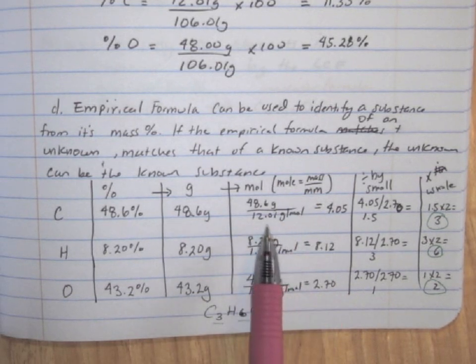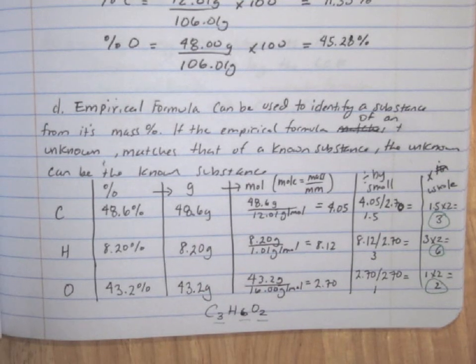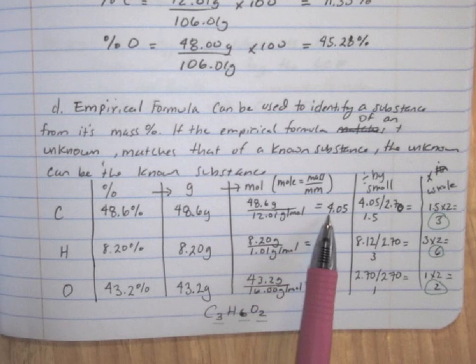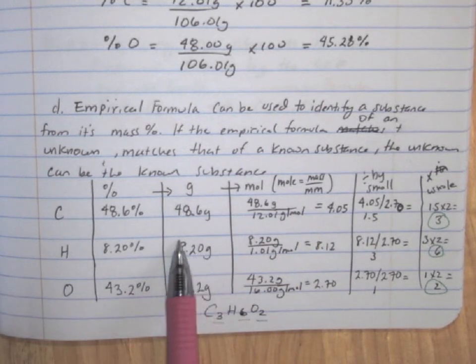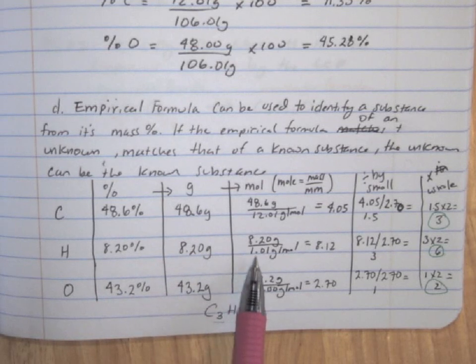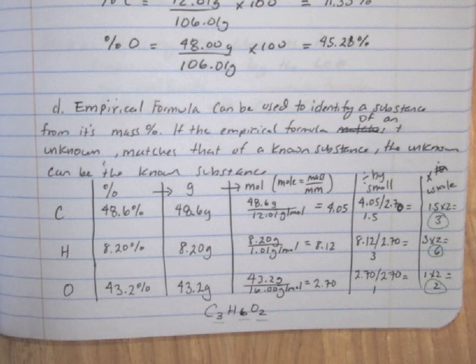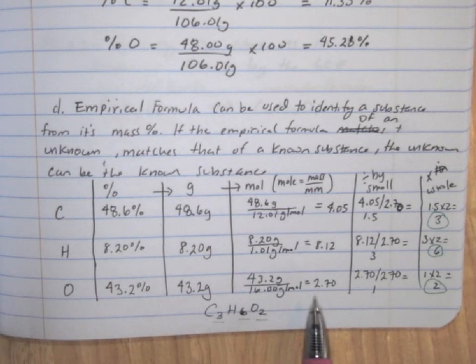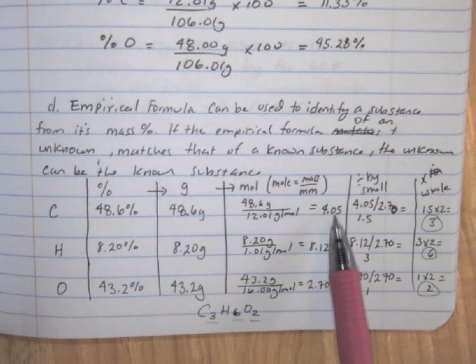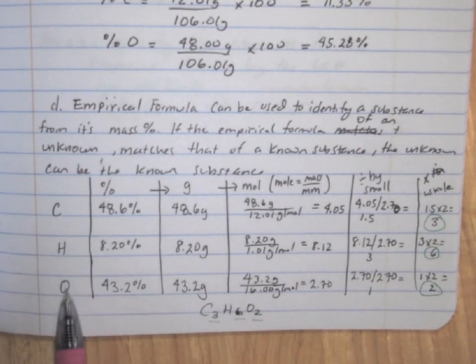For dimensional analysis, you'll take the units of your given and multiply it by the conversion factor. In either case, you're going to get, for carbon, 4.05 moles. For hydrogen, 8.20 grams of hydrogen divided by its molar mass, 1.01, gives you 8.12. And for oxygen, 43.2 grams divided by its molar mass of 16.0 grams per mole gives you 2.70. So now you have all of these moles of carbon, hydrogen, and oxygen.